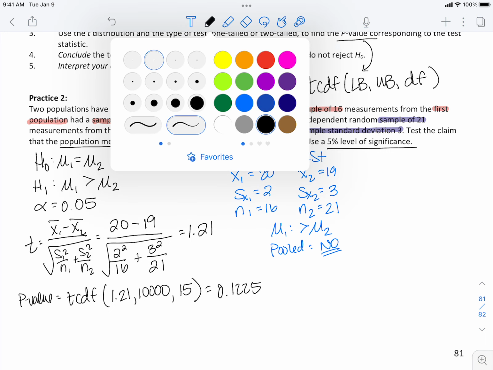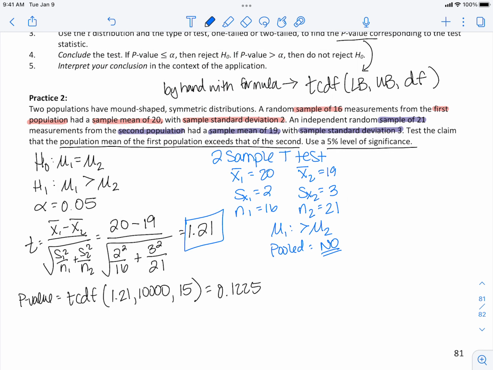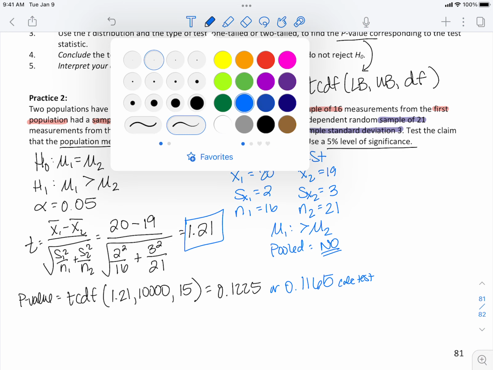Now, if you did this in the calculator, you get the exact same t-test statistic, but your p-value is going to be 0.1165 if you're doing this in the calculator test. So again, either one is fine. You just have to show me the work that matches your method.